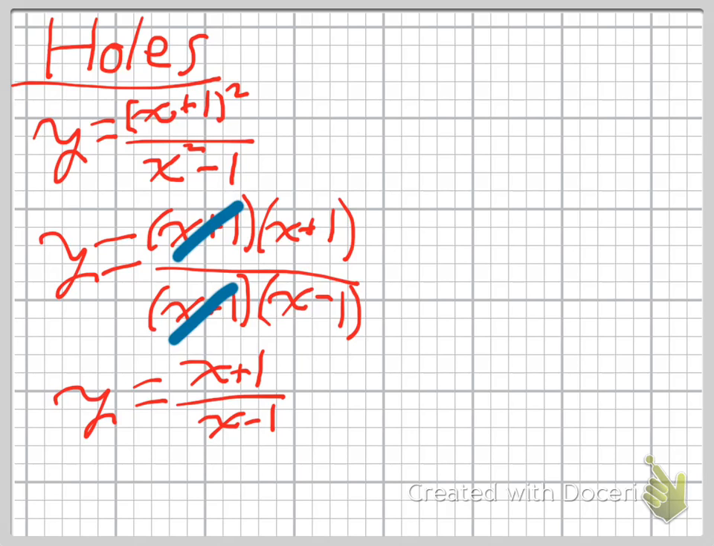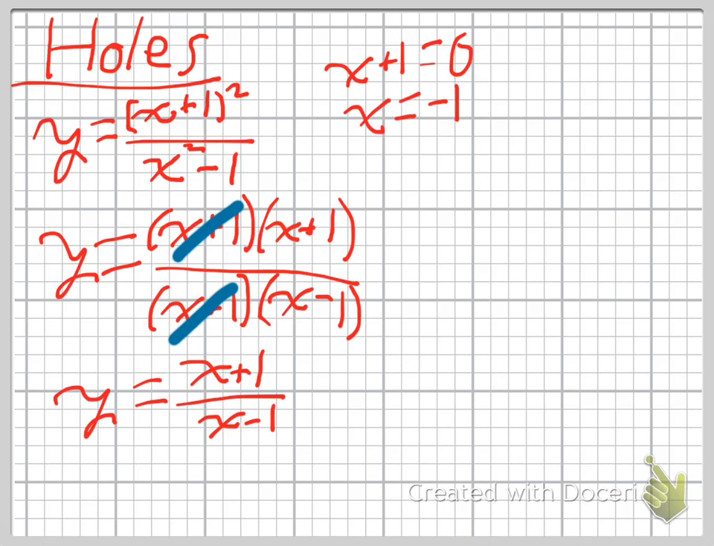And you may think, all right, this is great. Find the holes. Well, the hole is your x value that you had here, x plus 1. And you set that equal to 0. So, off to the side, x plus 1 equals 0. You solve for x, you get x equals -1. So on your graph, at the x value -1, there will be a hole.